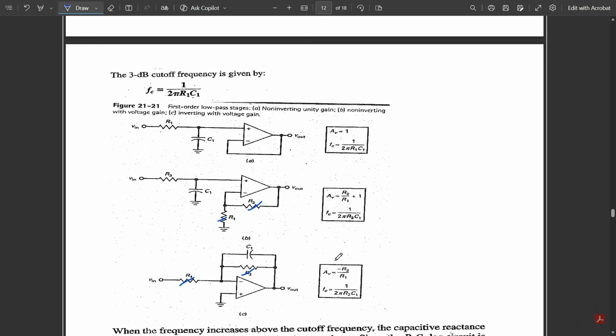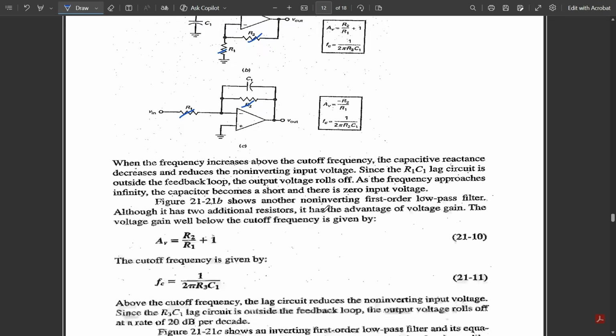And here in this case the voltage gain is minus R2 by R1. Why is it minus? Because we are using the inverting amplifier. And here it is 1 plus R2 by R1 because we are using the non-inverting amplifier. Okay, so with respect to these three filters, the first order low pass stages are defined. Please note it down.